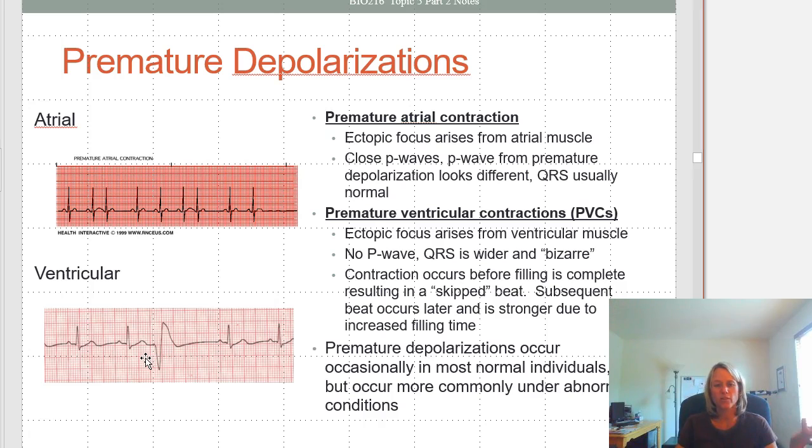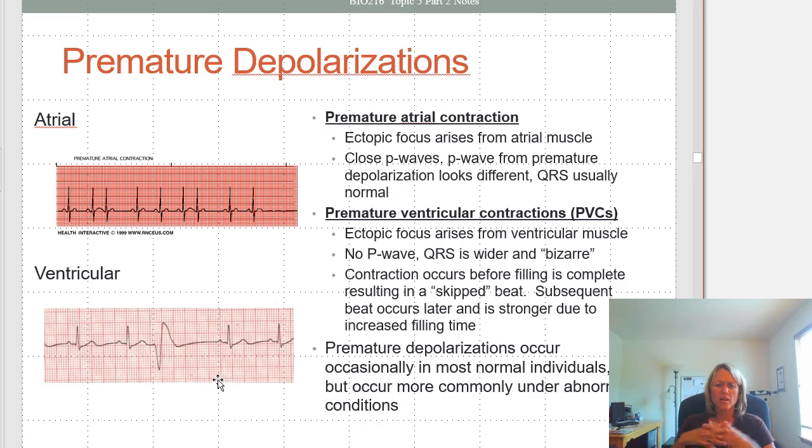If the heart doesn't fill all the way, then it's not going to pump as much blood, and sometimes I can feel it on myself as a missed pulse. The following beat, in this case the subsequent beat, there's no indication of this on the EKG, but if you're feeling the pulse, the beat after the skipped beat feels stronger because there's been a lot longer filling time. And so that's going to increase the end-diastolic volume, increase the stroke volume, increase the cardiac output.